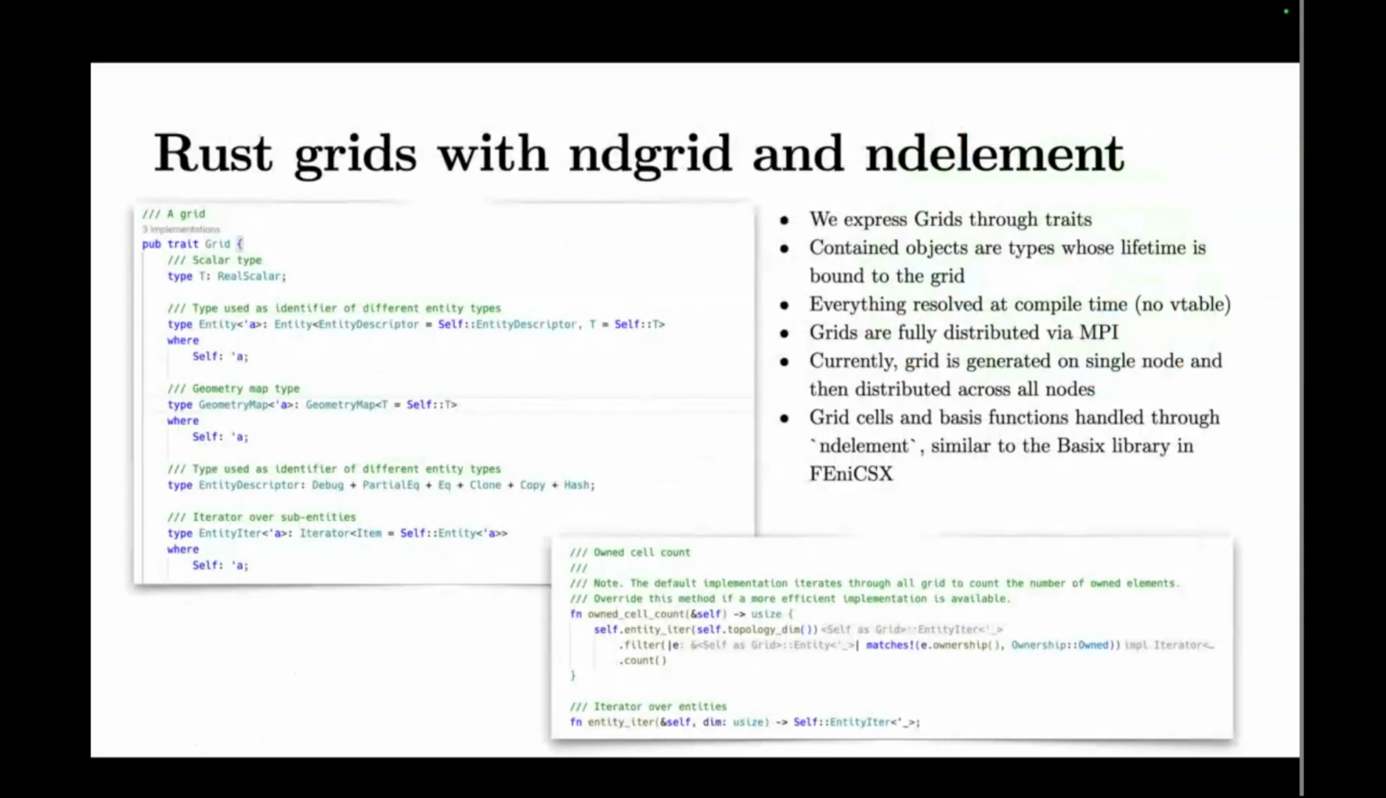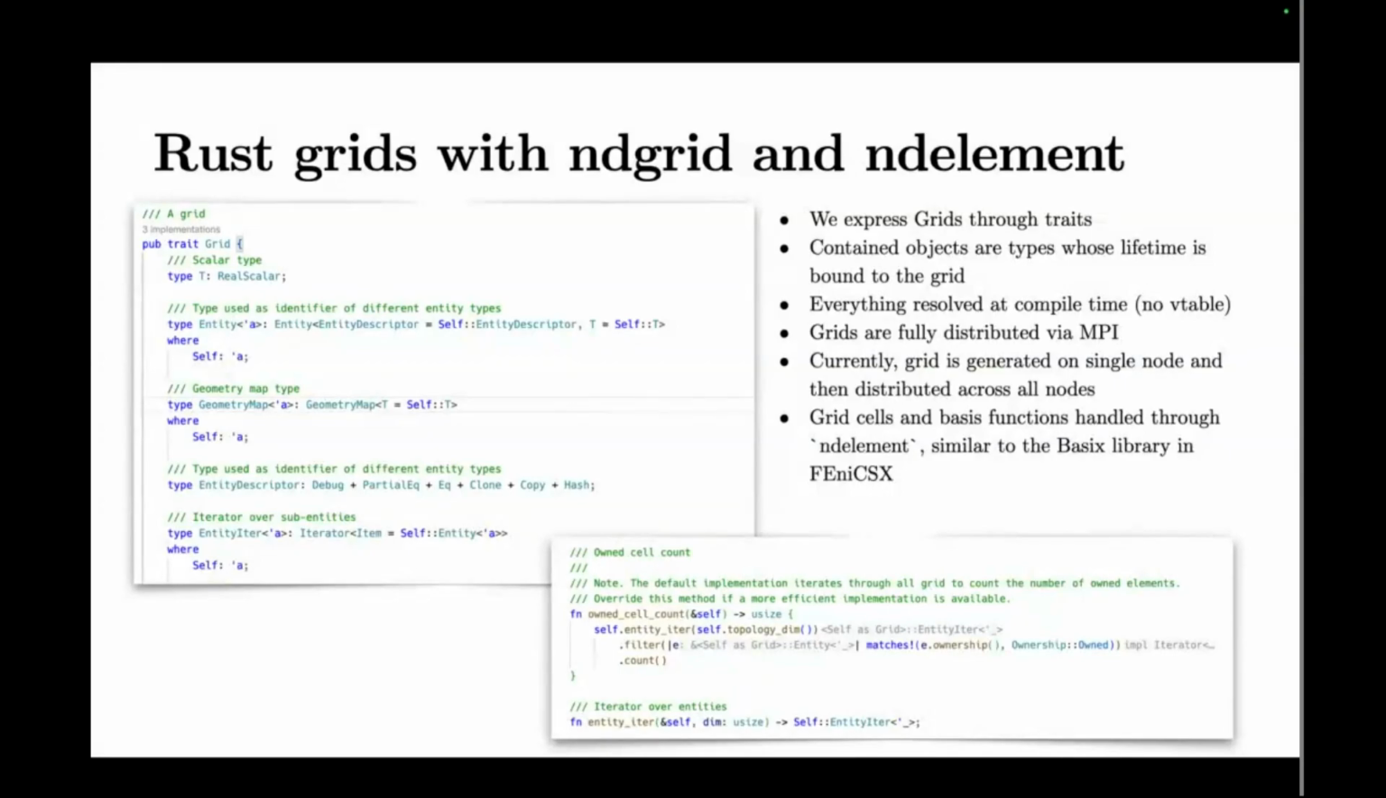Okay, so let's go into some actual examples from our project. What I first want to show is Rust grids with the grid and the element. The reason I want to show this is I can show off a little bit of traits.